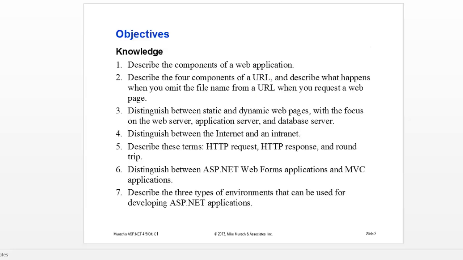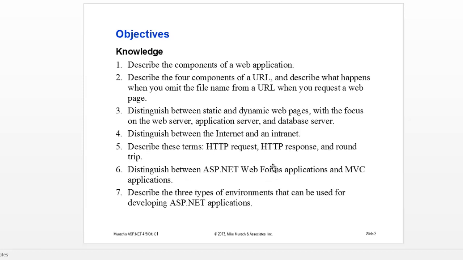So, the objectives are to describe components of a web application, describe the four components of a uniform resource locator, and describe what happens when you omit the file name from a URL when you request a web page. Distinguish between static and dynamic web pages with the focus on the web server, application server, and database server. Distinguish between the internet and an intranet. Describe these terms: HTTP request, response, and round trip.